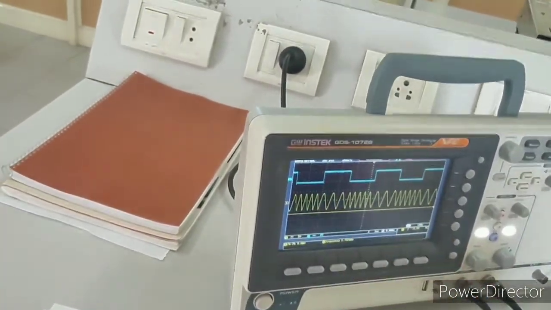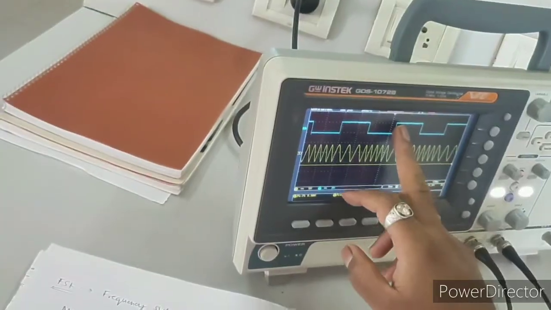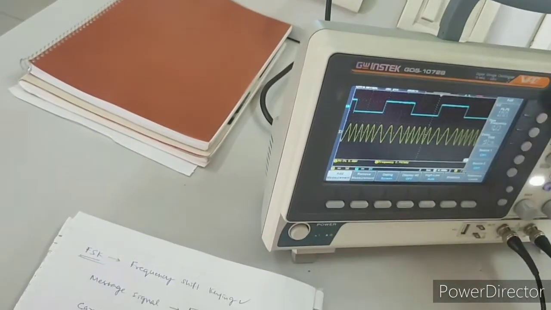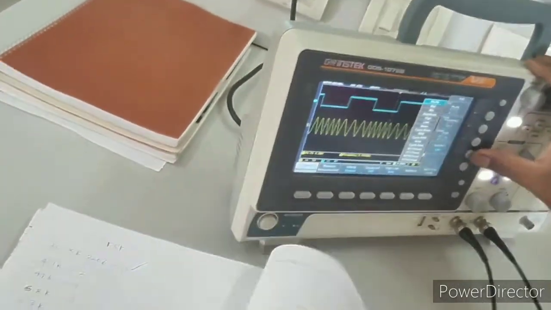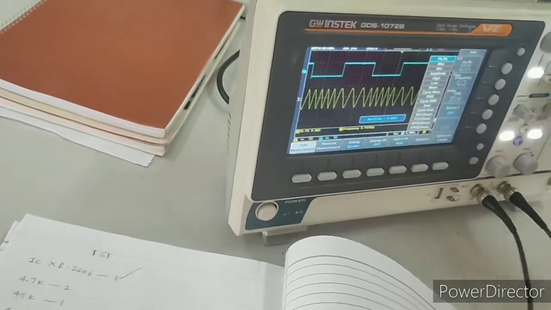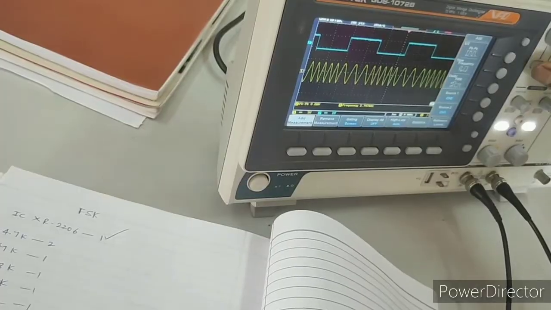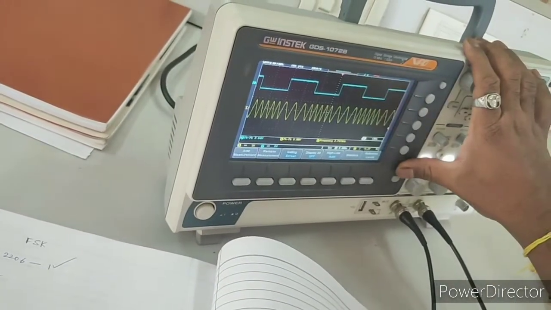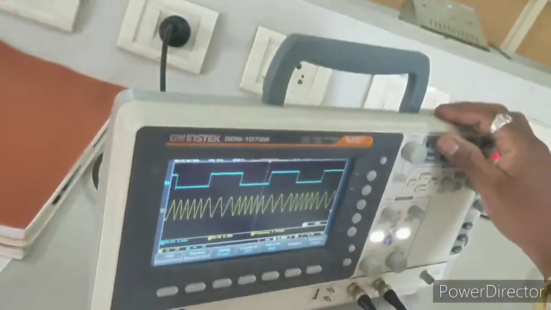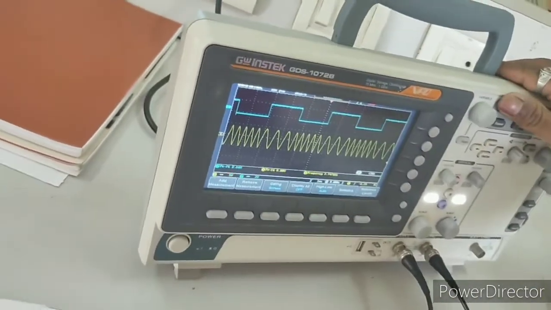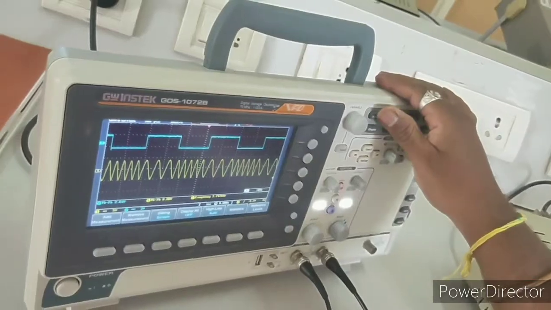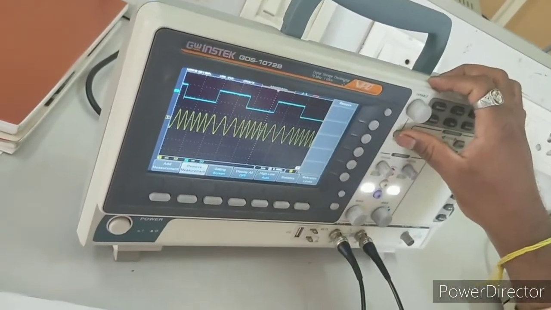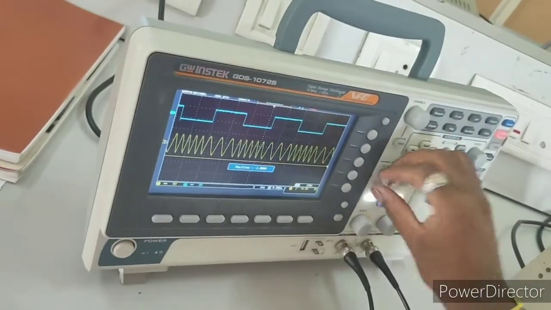Here you are getting the FSK. To measure the parameters of the message signal, you have to add the parameters: measure, add parameters. So peak to peak here, change the channel, channel 2, peak to peak. I'll show you one more time how to add the measurements. I'll remove all the things and add one more time. See here, now both the signals are there.